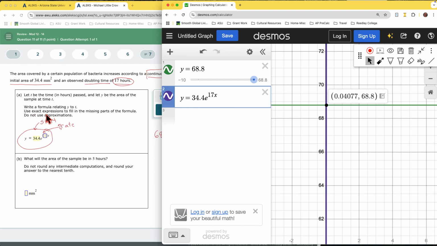And they want us to write the formula in XY. Use exact expressions to fill the missing parts of the formula. Do not use approximations. Okay, now we're in trouble. The problem is this gives us an approximation, 0.04077. That's an approximation because it's actually got more decimals. We're going to have to round this. They don't want an approximation. But what this does is give us a way of checking our answer when we get that value.